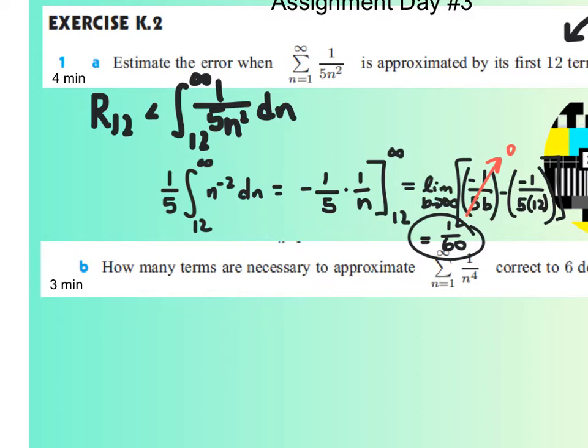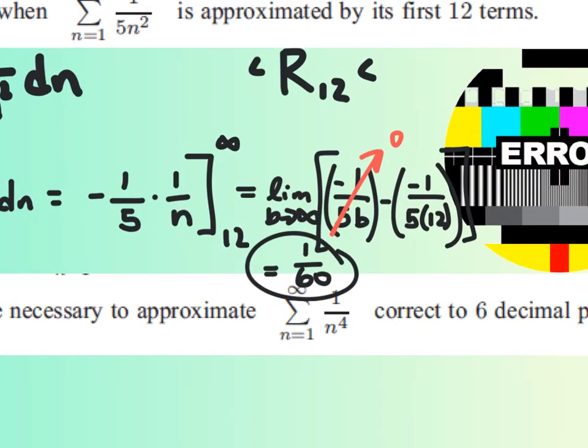I'm guessing that I could do a relatively quick estimate on the underestimate, which would be the same thing from 13 to infinity. I would just plug in a 13 there, and I think I'd get 1 over 65. So the error is somewhere between 1 over 65 and 1 over 60.